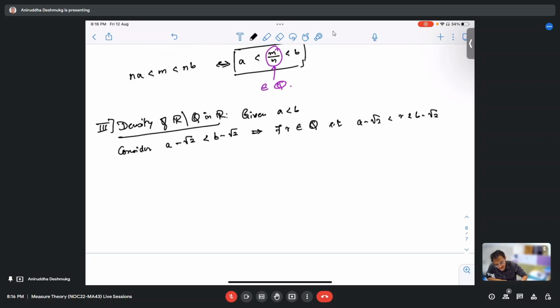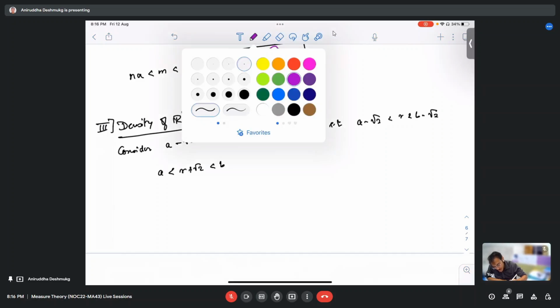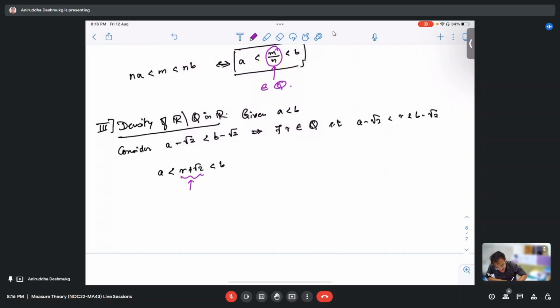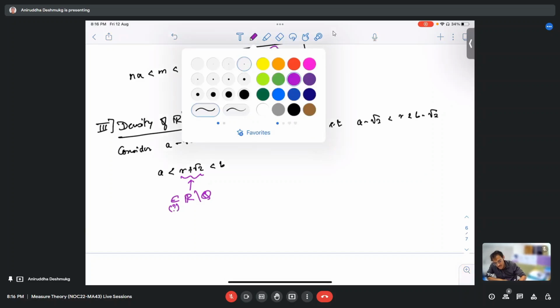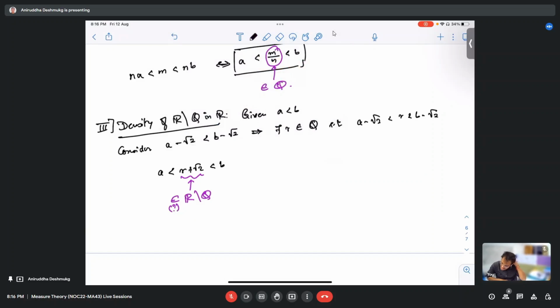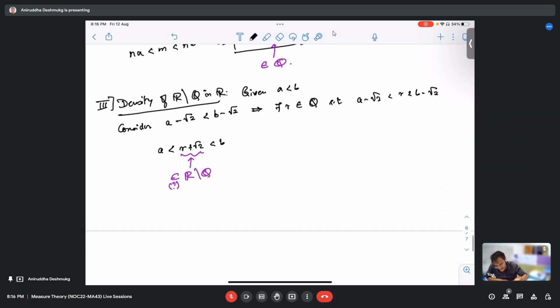Okay. But now we are done. Because if a minus root 2 is less than r and r is less than b minus root 2, then a is less than r plus root 2 and r plus root 2 is less than b. Now the only question is whether this is an irrational number. Yes, it is irrational. Because r is rational and root 2 is an irrational number, their addition cannot be rational. Something which is not rational is irrational.